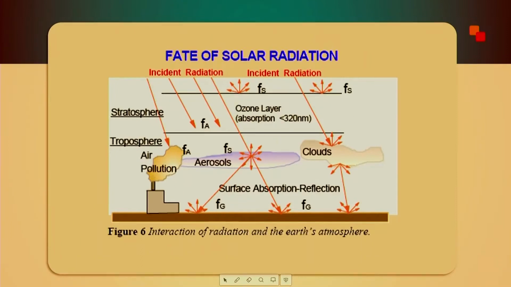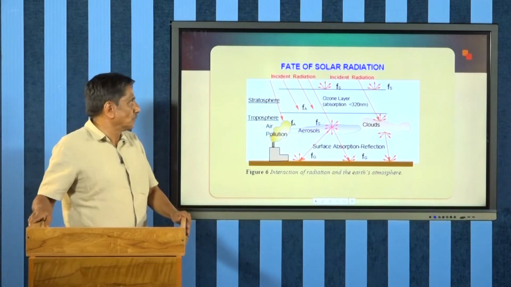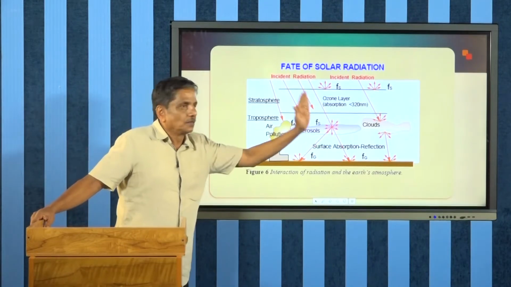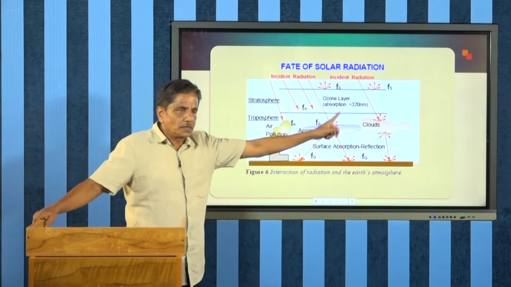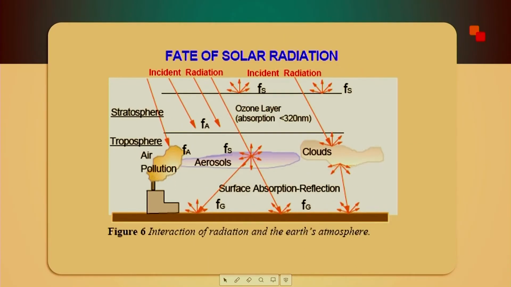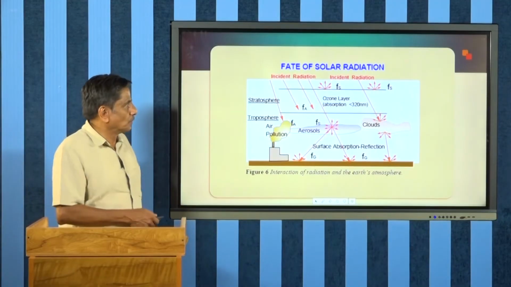Now, this is the fate of solar radiation. The incoming solar radiation, a part of it will be absorbed by the ozone layer, which is at a height of 60 kilometers from the surface of the earth, and we have dust particles in the atmosphere due to anthropogenic and industrial activities. So, light is getting scattered by the aerosols, the dust or clouds. Therefore, there is a substantial division of the solar energy which is reaching the surface. Some part will be reflected, some part will be scattered, and some part will be absorbed on the surface.